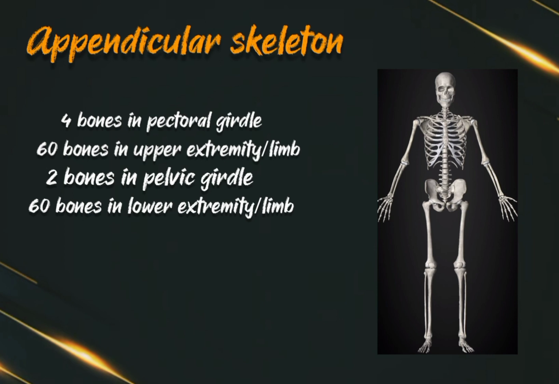So 60 bones of the appendicular skeleton are present in the upper limbs, and 60 bones are present in the lower limbs. If we sum up we get 120, and the remaining 6 are the bones of the pectoral girdle and the pelvic girdle: 4 bones of the pectoral girdle, which include the clavicle and the scapula, and 2 bones of the pelvic girdle, the hip bones. This is how you count the 126 bones that are part of the appendicular skeleton of the human body. So guys, this is all about today's lecture.